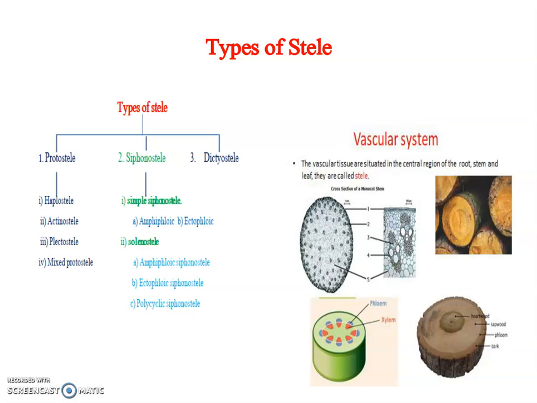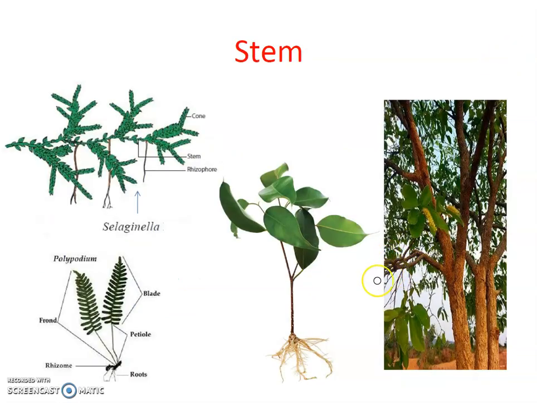In this video, I am going to explain about types of stele. Friends, plants are divided into various parts, just like root, stem, leaves. Here the stem is a rhizome, a small stem, and leaves. These are horizontal stems, these are roots, stem, and leaves.